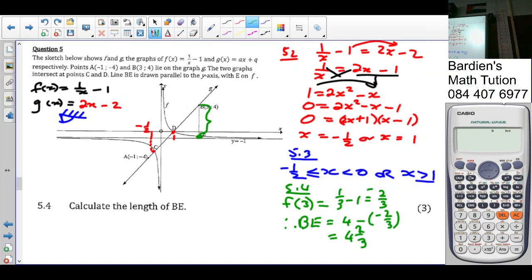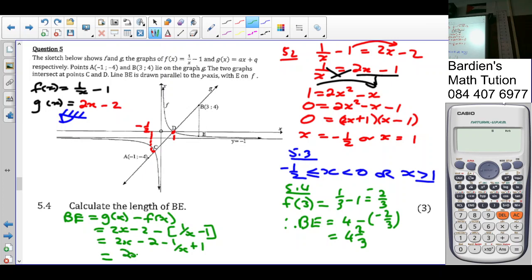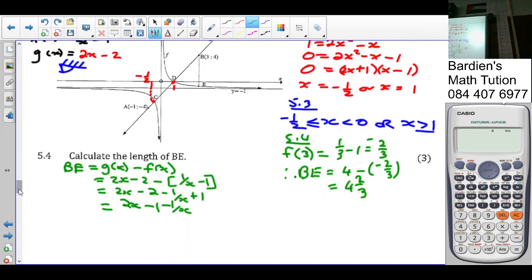Otherwise, what we could have done as well was we could have said, okay, the distance between the two graphs, BE, is equal to the g graph, the g is on top, minus the f of x graph. So the g of x graph is defined as 2x minus 2 minus 1 over x minus 1, which is 2x minus 2 minus 1 over x plus 1. It's going to give you 2x minus 1 minus 1 over x. Now what's your x value at that point? 3. So we substitute x equal to 3. So BE is going to be 2 times 3 minus 1 minus 1/3. So 6, 5. 5 minus 1/3 is 4 and 2/3.